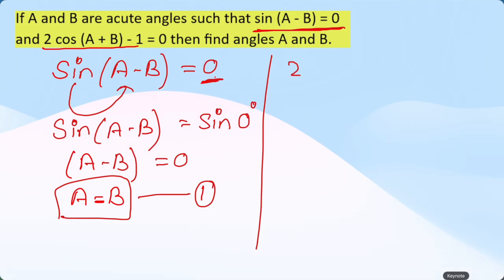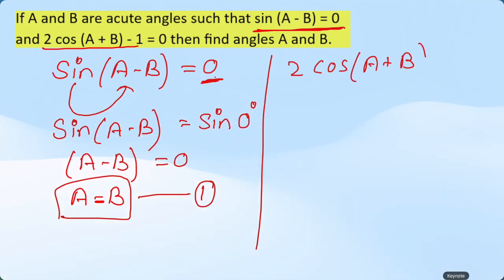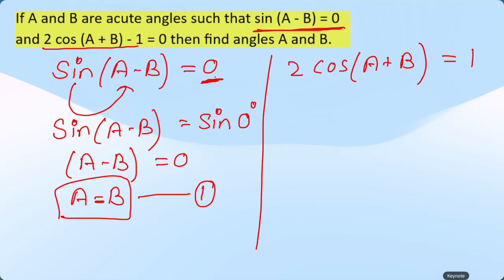Come to the second one. What is given? The given part is 2 times cos of A plus B equals 1. We just solve these types of questions. What we have to do? A plus B is the angle here, so we can't touch it.